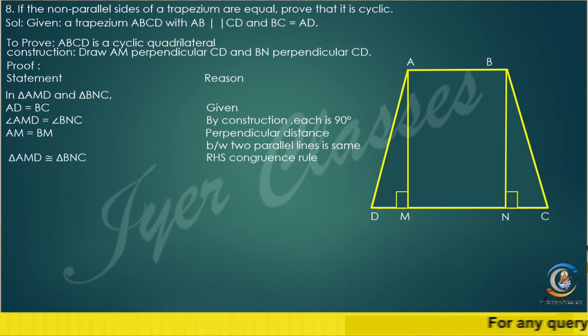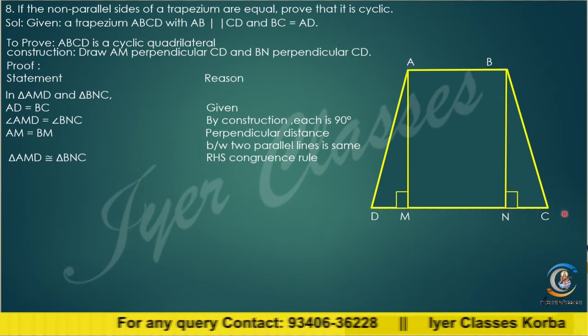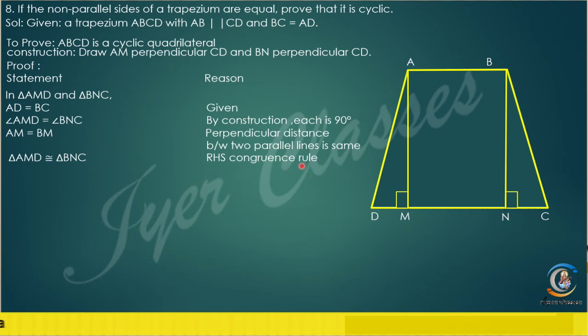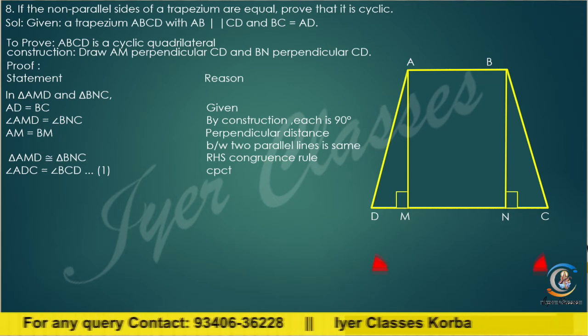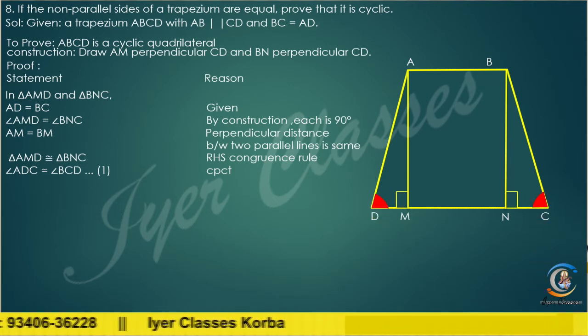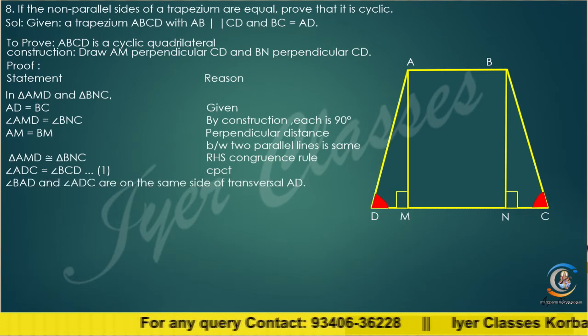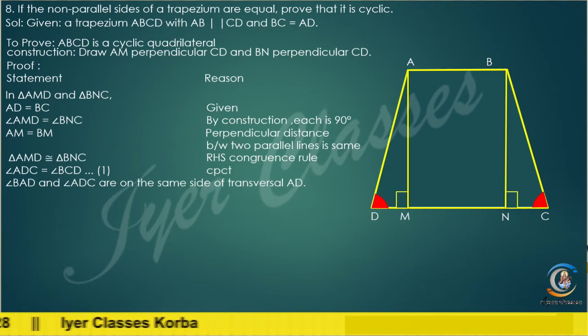So that makes the two triangles AMD and BNC congruent to each other by the RHS Congruence Rule, right? Okay, that makes angle ADC and angle BCD, both the red angles, equal to each other by CPCT, the corresponding parts of congruent triangles, right? Now, BAD, where is BAD?